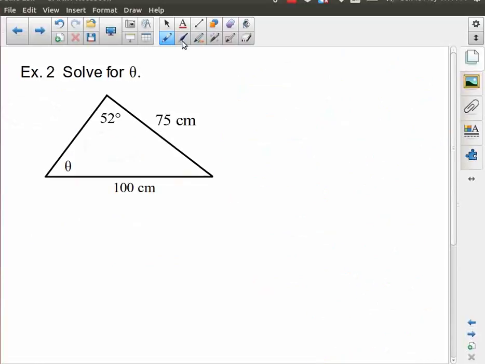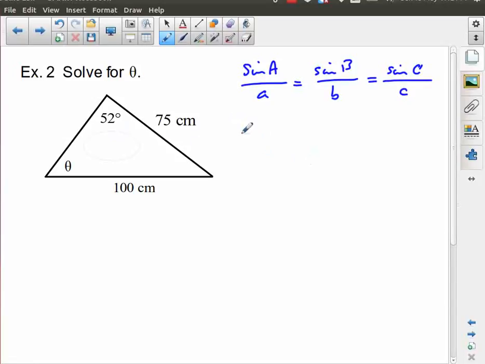Now, in this question, we are looking for the angle theta. And so that means I'm going to use the form sine A over A is equal to sine B over B is equal to sine C over C. So now you notice I put the angles along with the sine of each angle in the numerator, and the side lengths are in the denominator.